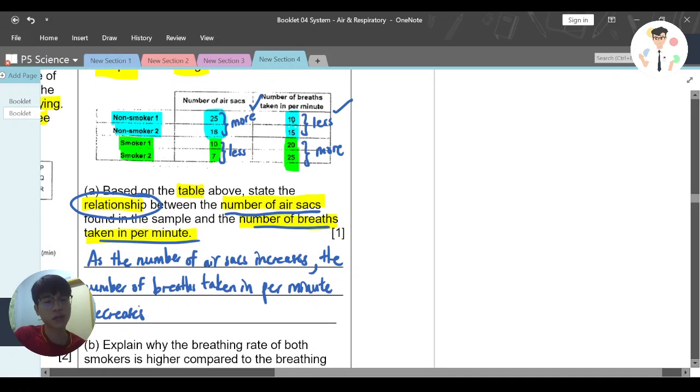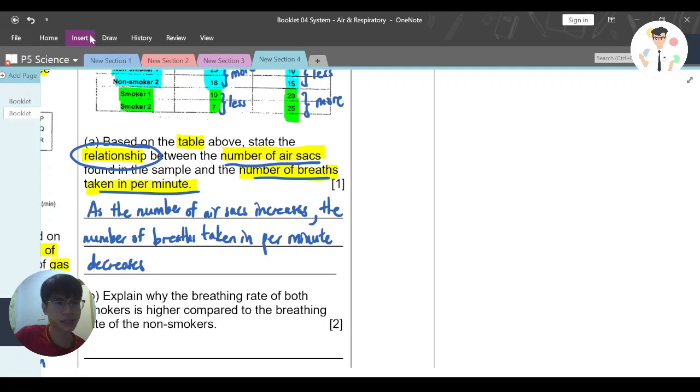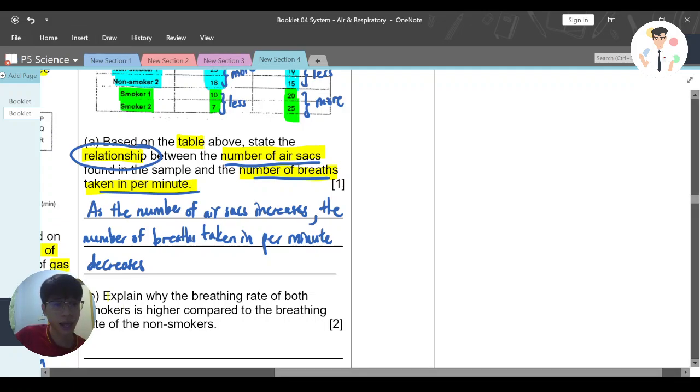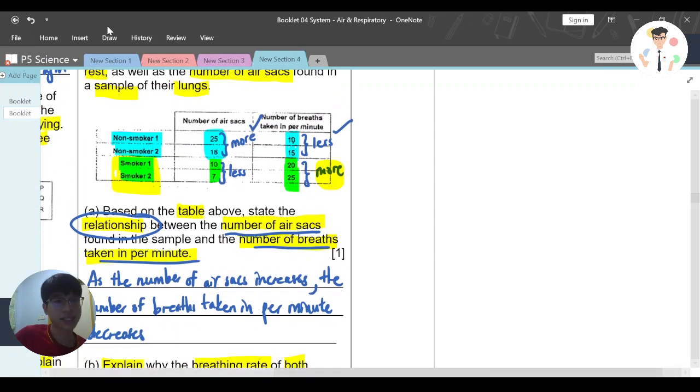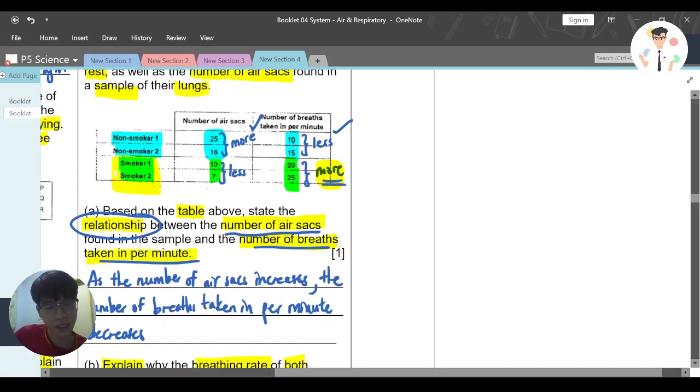Okay, so that's basically the relationship between these two items here. Okay, so let's try to understand now. The question B is actually asking here: explain why the breathing rate of both smokers is higher. As you can see, right? Smokers here, actually breathing rate is higher compared to the breathing rate of the non-smoker. Why? You need to understand that when there are more breaths taken in per minute, it might not be a good situation at rest. Means that you need to breathe in more. Means that that is actually the cause because of the less number of air sacs.